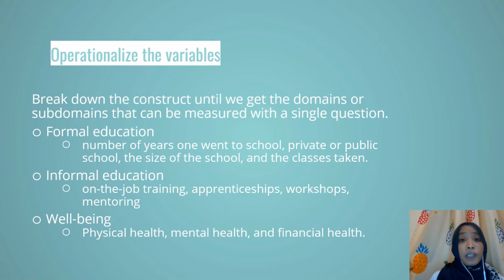Informal education, you might ask about on-the-job training that they were taking, apprenticeships in many places, workshops and mentoring experiences. Well-being, we might ask about aspects related to physical health, mental health, and also financial health. So we are really breaking down each of our variables into very small domains or subdomains.